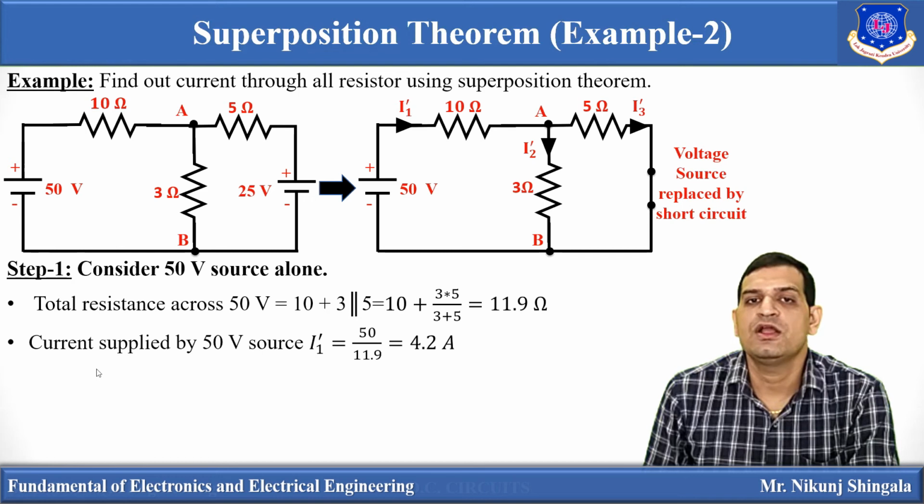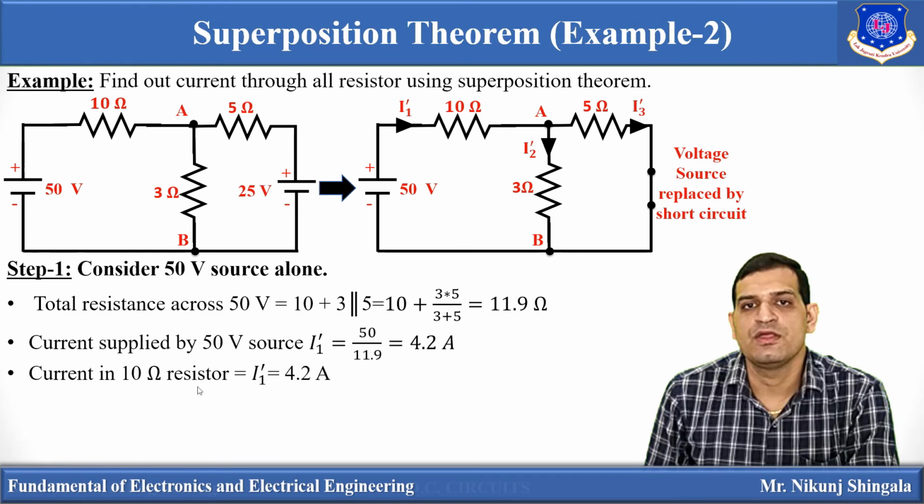Now we can find the current supplied by the 50 volt battery, that is nothing but I1 dash. I1 dash is equal to 50 divided by the total resistance of the circuit, that is 11.9, so 4.2 ampere. So I1 dash is 4.2 ampere. Now we can easily find I2 dash and I3 dash using the current division rule, because the input current is 4.2 ampere. So the current in the 10 ohm resistance is nothing but 4.2 ampere.